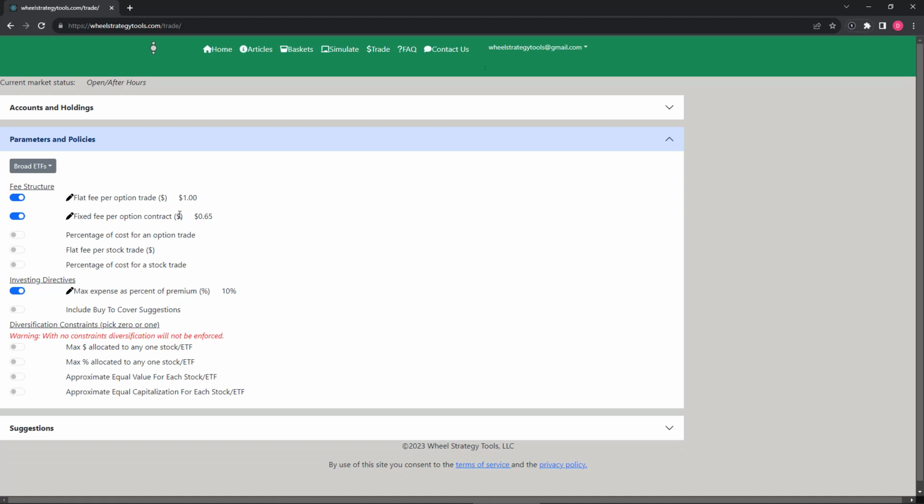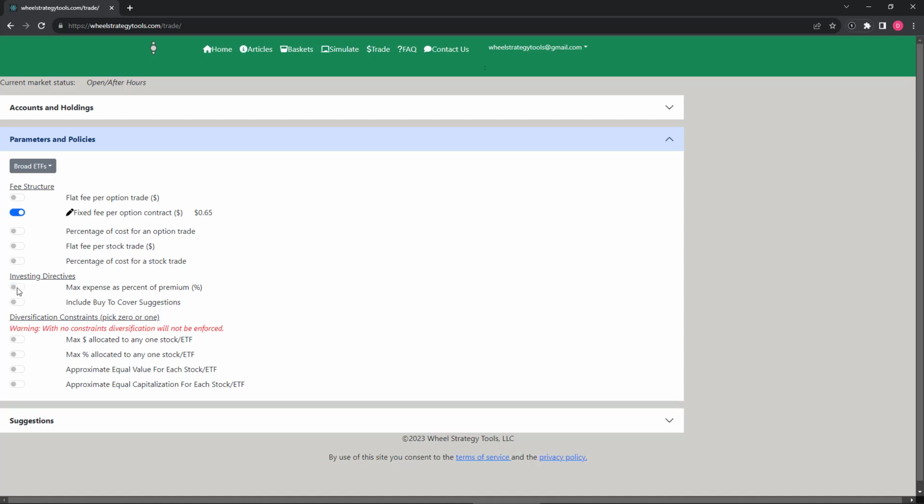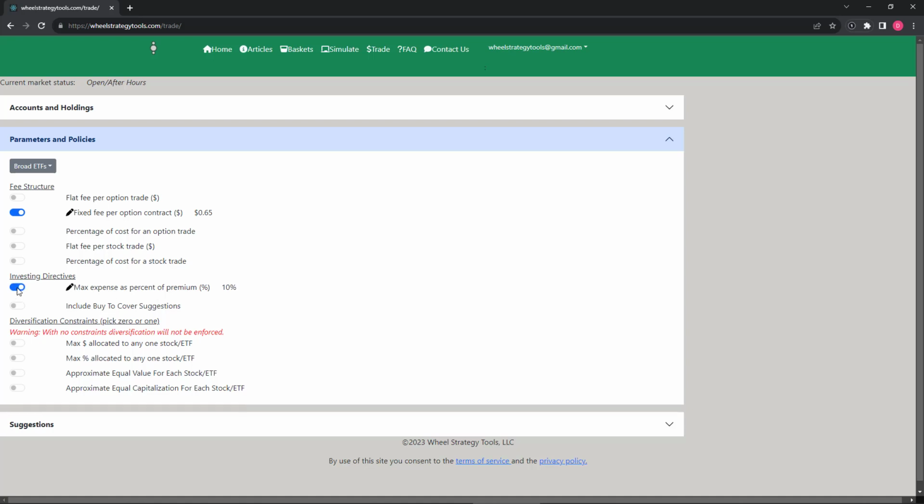For stocks, the choices are fixed fee per stock trade and percentage of cost. Typically, when you use the wheel strategy, stocks are bought and sold when options are assigned, and there is no fee for the transaction. The third section is investing directives. The first filters out trades that would make you money but are such a small amount compared to the fee that you don't want to bother with it.